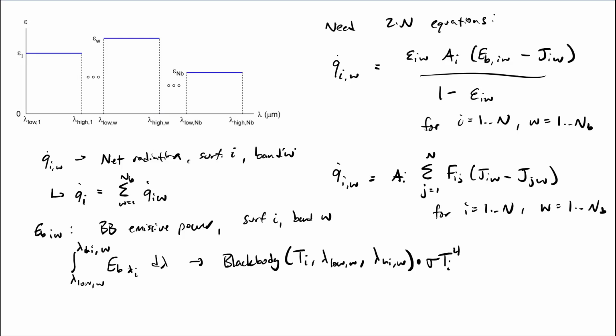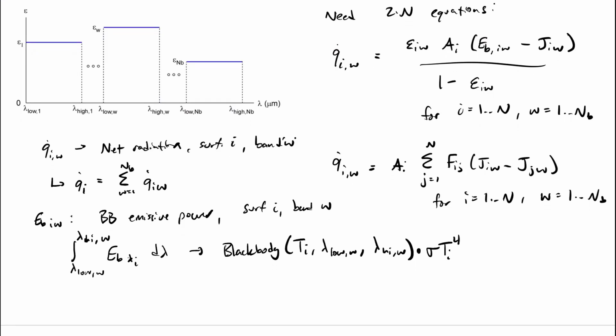Okay, let's see what's left. We haven't talked about J. So J I W is the radiosity. Radiosity of surface I in band W. Okay, so that gives us all the information we need actually to solve these problems.